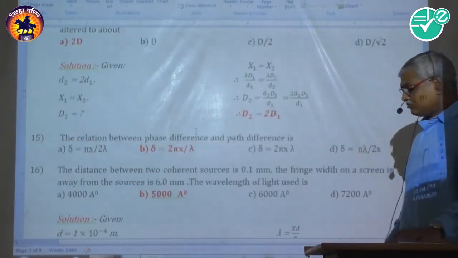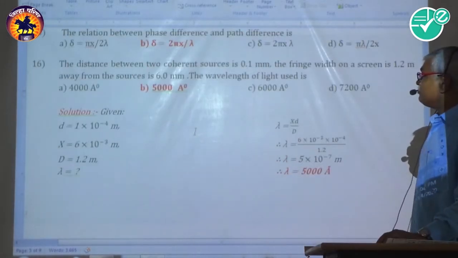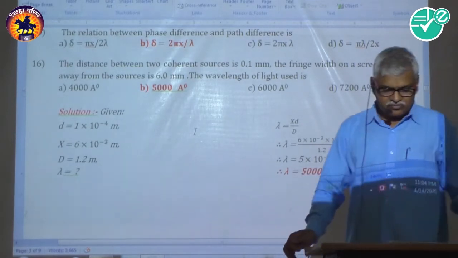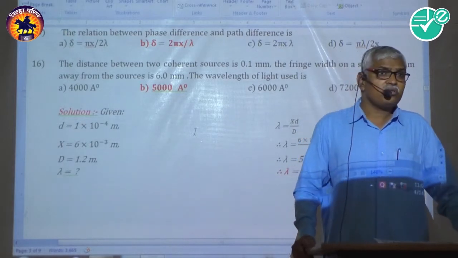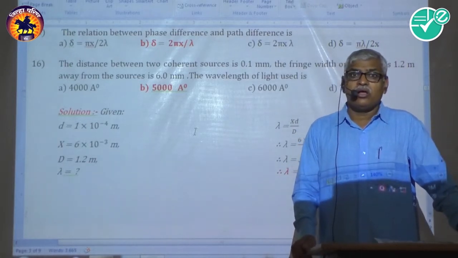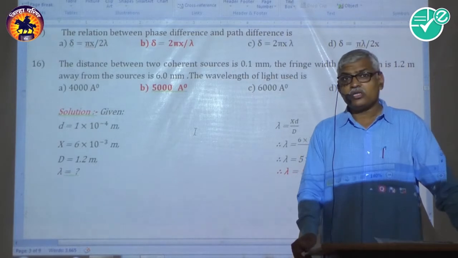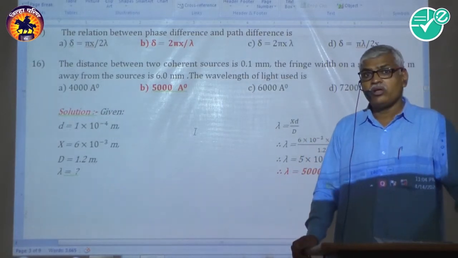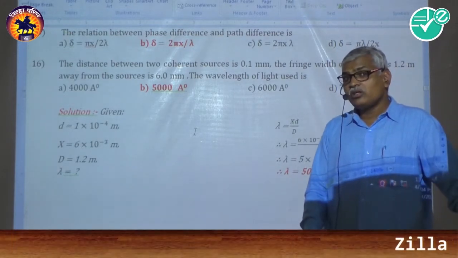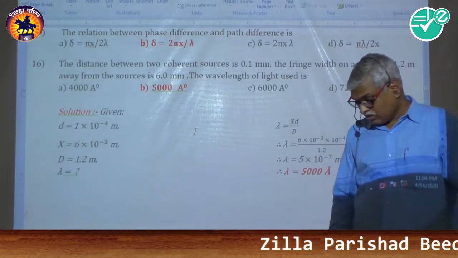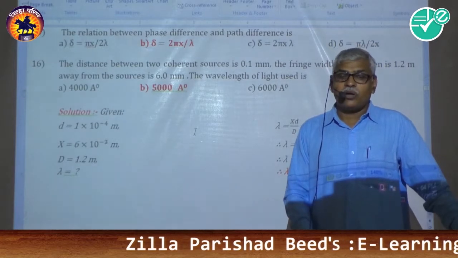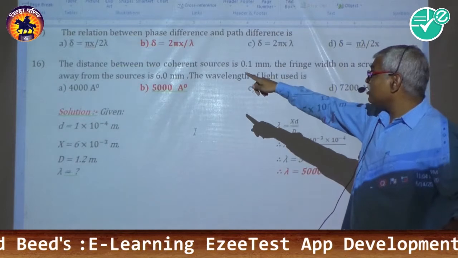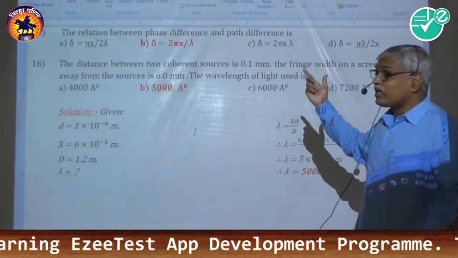Question number 15. The relation between phase difference and path difference is. This is the only formula. In the last bit, I had forgotten to tell you this formula, so I have written it. This formula is important because students are generally confused about path difference and phase difference. In this question, we have obtained the relation between phase difference and path difference.